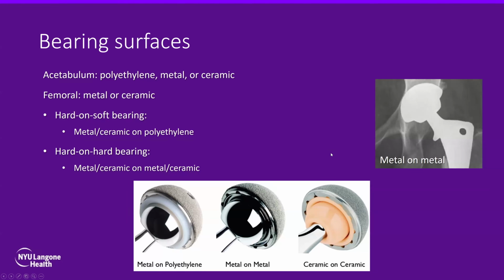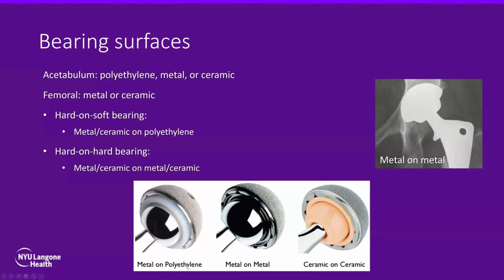So let's move on to the junction of the different components. Basically, we are interested to know where motion occurs. In general, the acetabular component is either the bearing surface. So the acetabular side of it is either polyethylene, metal, or ceramic. The femoral part is either metal or ceramic. So this is basically a metal on metal because motion occurs between metal and metal.